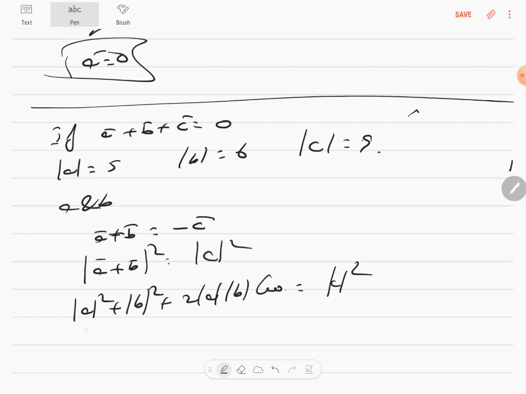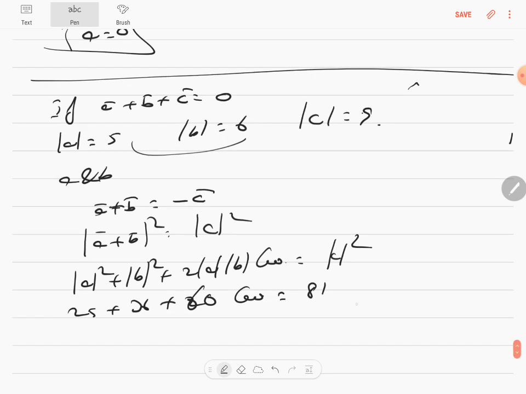You know the values: 25, 36, plus 2 into 6 fives are 30, so 60 cos theta is equal to 81. So take it to the other side, find cos theta, correct? And you will get cos theta to be 1 by 3, and theta therefore is cos inverse of 1 by 3. This is one board exam question.